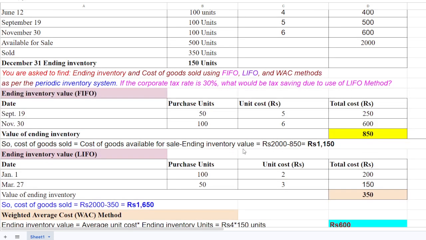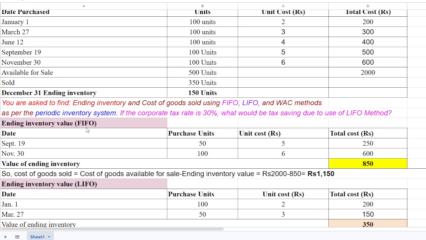At first, remember, when you are estimating the ending inventory using FIFO, we should take the reference of the most recent purchase date. The most recent purchase date is November 30, and since our ending inventory is 150, 100 units come from this one. The next most recent date is September 19, so you take 50. So November 30 is 100 units, while September 19 is 50 units. Since our ending inventory is just 150 units, we can use 100 into 6, and the next 50 into 5. Accordingly, you have 850 as our ending inventory.